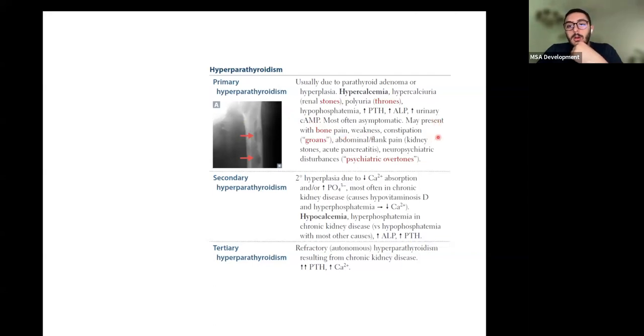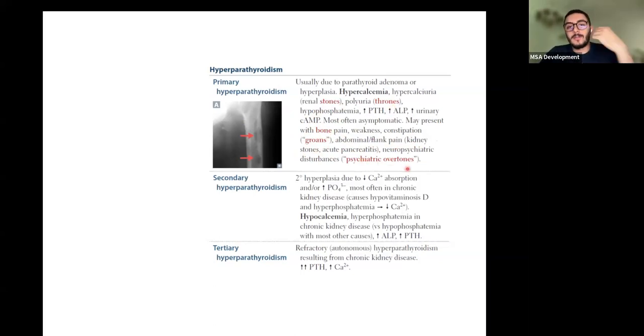Bone pain, now you know why. Weakness, constipation, because no calcium is being absorbed, so this will cause constipation, abdominal pain, kidney pain. Now, what are those red words? Stones, thrones, bones, groans, and psychiatric overtones.